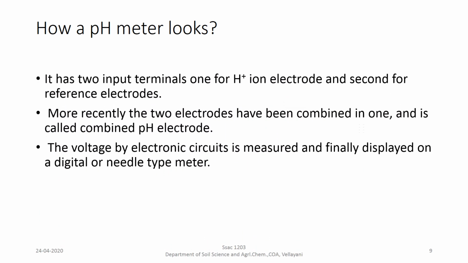The pH meter has two input terminals, one for the hydrogen ion electrode and the second for the reference electrode. More recently, the two electrodes have been combined into one, and it is called the combined pH electrode. The voltage is measured by the electronic circuits, and finally it is displayed on a digital or needle type meter.